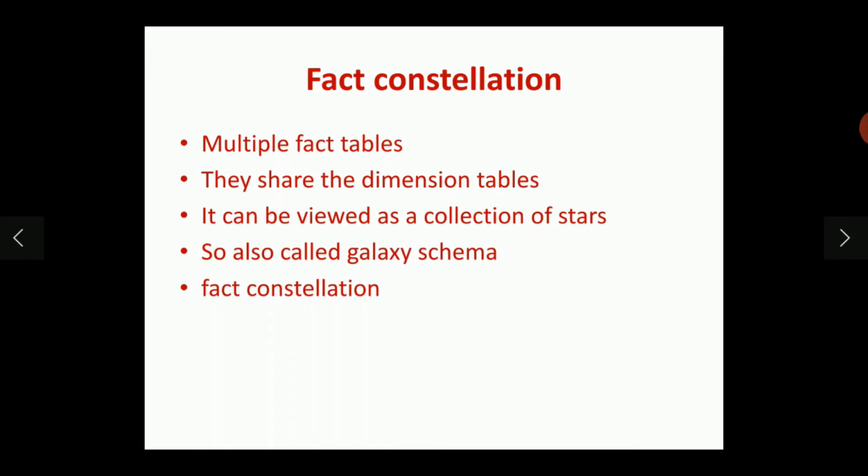So they share the dimension tables. Let's say a schema consisting of four dimensions and two fact tables. So these four dimensions may be shared between both fact tables. So it can be viewed as a collection of stars. So it is also called galaxy schema or the name fact constellation.